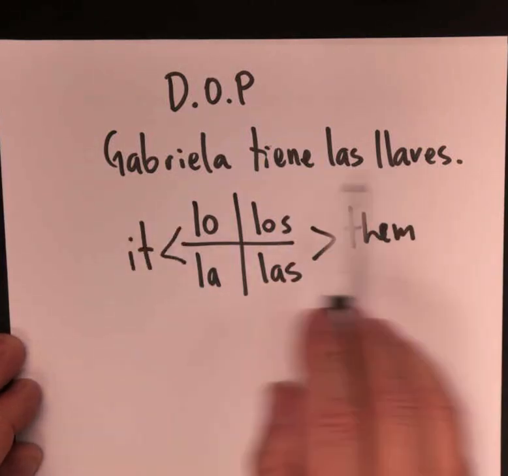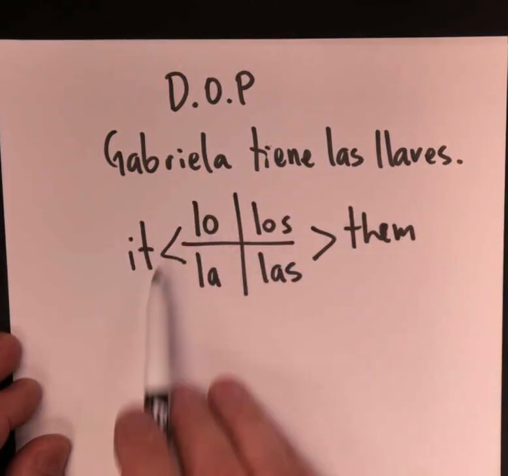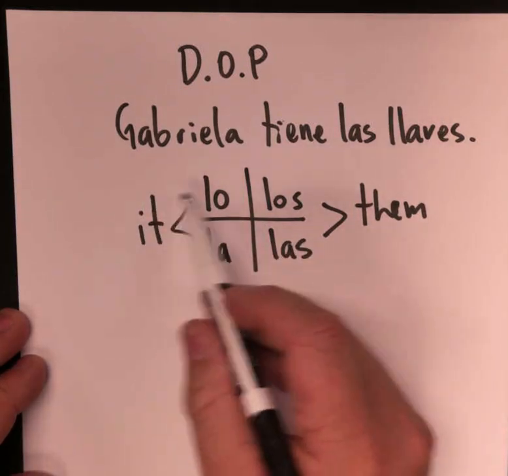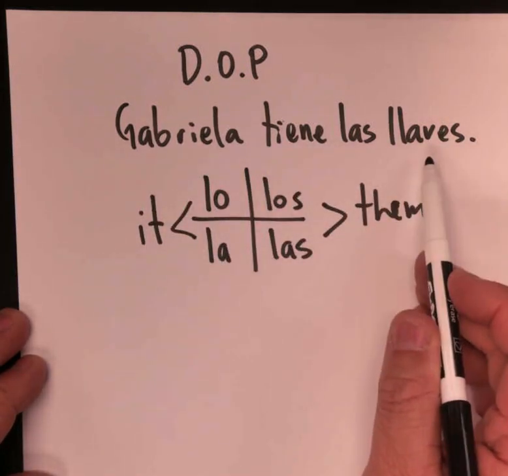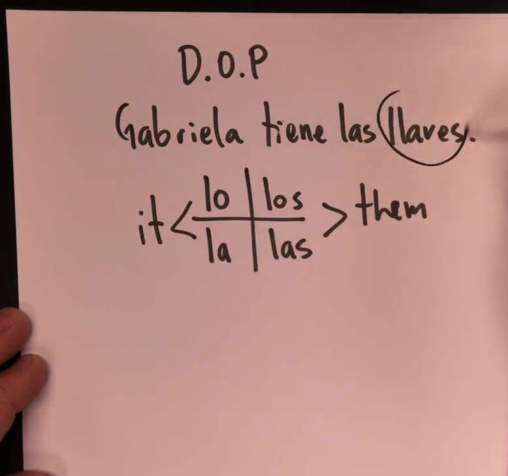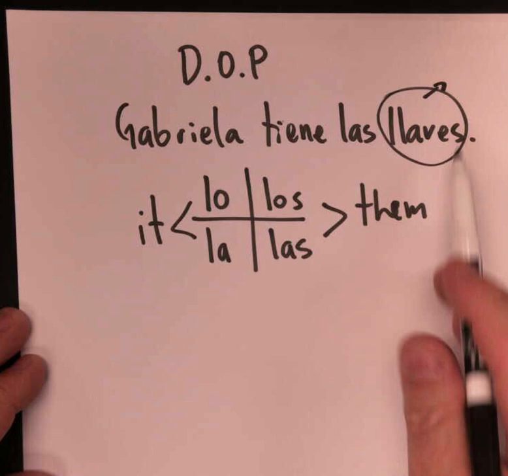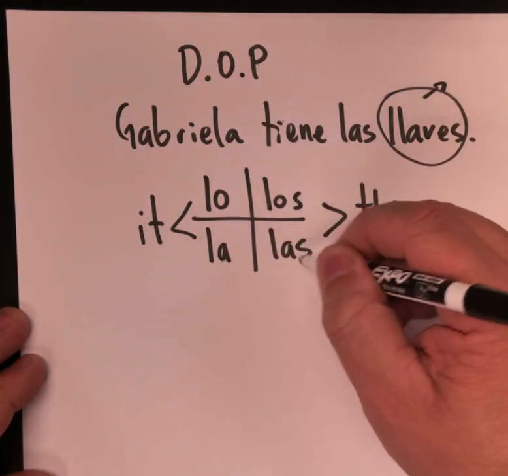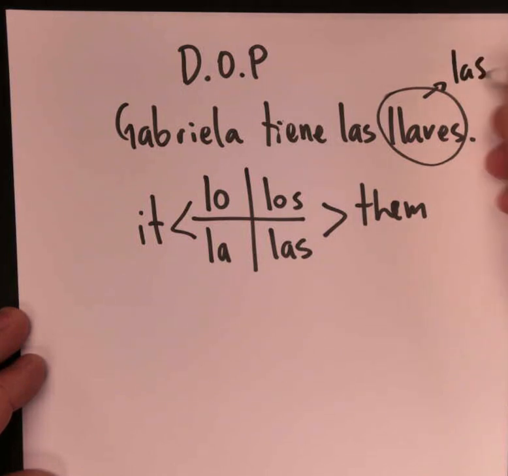Okay? So let's transform this sentence. Let's make that sentence look like this. So instead of saying Gabriela tiene las llaves, llaves is going to be the object, right? And if we put the object here, we know that the word that is going to substitute llaves is going to be las.